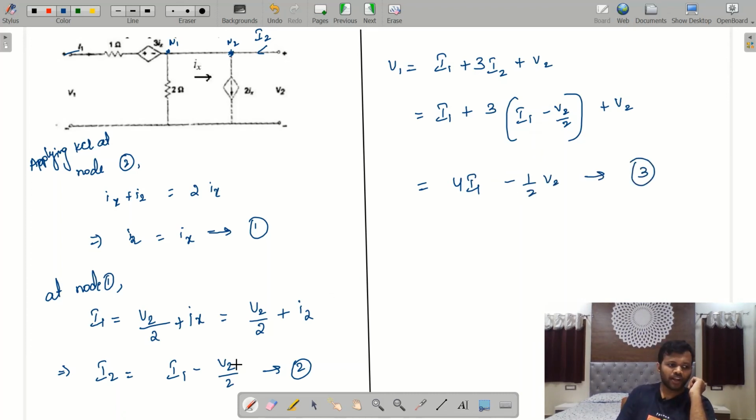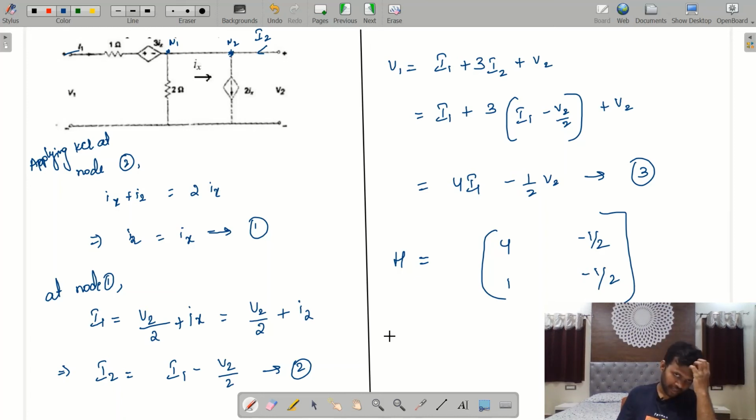So just compare 2 and 3 with the standard equations and write down the H parameters. What are the H parameters? 4, minus 1 by 2, 1, minus 1 by 2. So these are my H parameters.